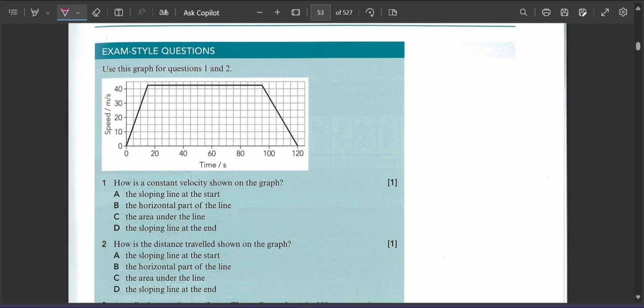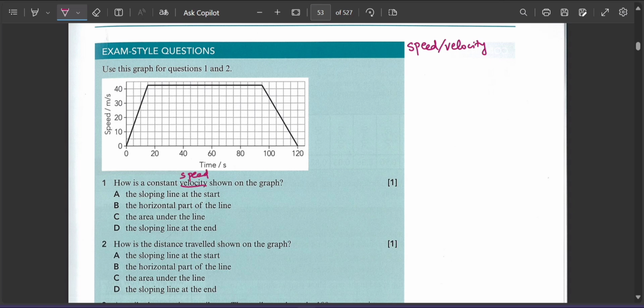The graph we have over here is a speed time graph. The only difference between speed and velocity is the direction. Speed has no direction, while velocity has direction as well as magnitude. Other than that, both of them work similarly. So they have asked how is a constant velocity shown on the graph, or we can say how is a constant speed shown on the graph.